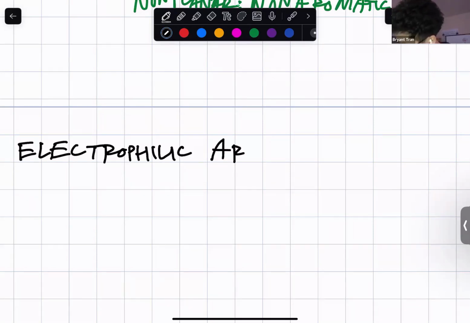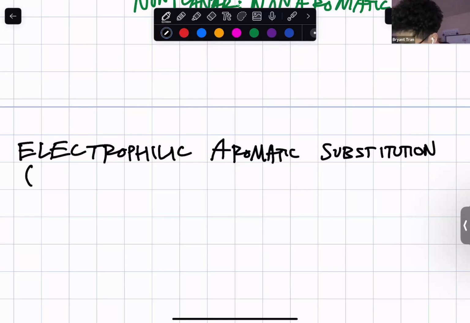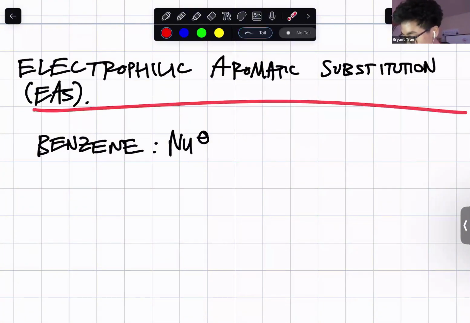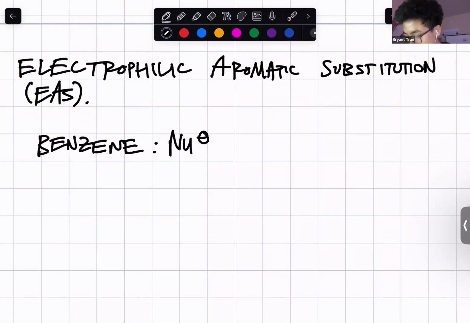Electrophilic aromatic substitution. EAS reaction. Okay. So your benzene here is going to be your nucleophile. There's going to be a lot of reactions for this type. This is a mechanism, electrophilic aromatic substitution, and there's 5 different reactions for it.